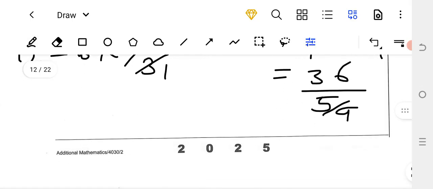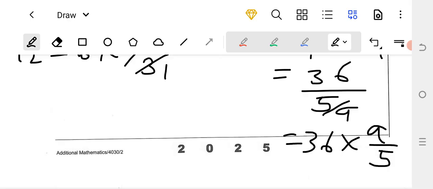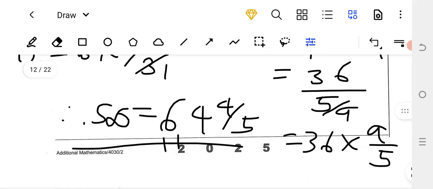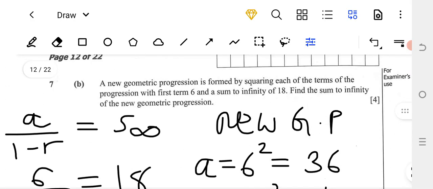Then to simplify the complex fraction, you are going to multiply by the reciprocal, which is 36 multiplied by the reciprocal, which is 9 over 5. Type that into your calculator: 36 times 9 over 5, you are going to have 64 remainder 4 over 5. Therefore, the sum to infinity is equal to 64 remainder 4 over 5. So this is the sum to infinity, and that is how you get your 4 marks.